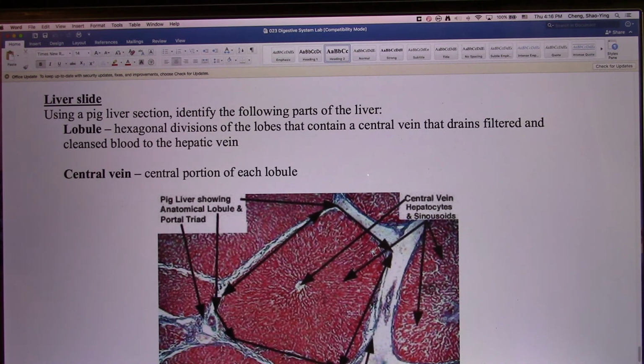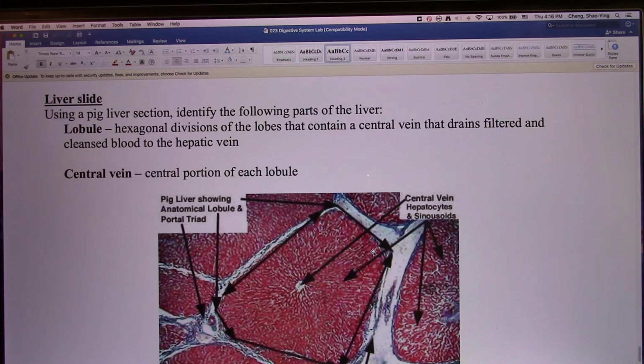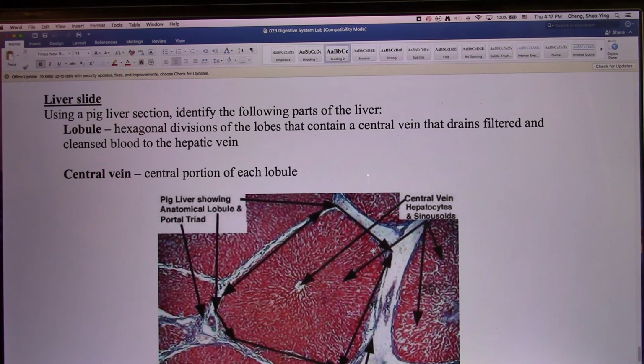Let's look at the liver. The liver has more than 200 functions, and one function in the digestive system is that it produces bile. It also helps clean up toxic molecules from your food. After absorption, the food goes through the hepatic portal vein to the liver, and the liver cleans those toxic molecules.